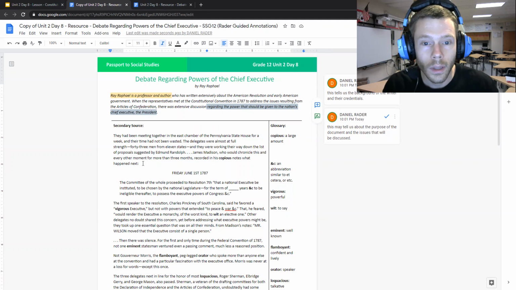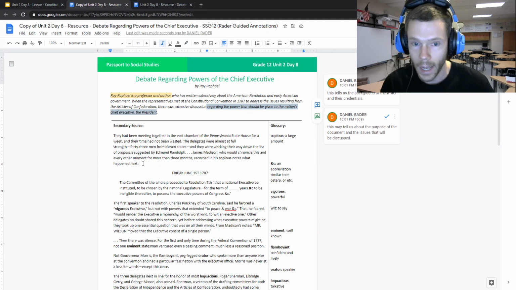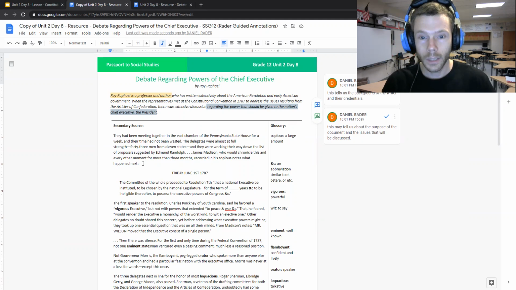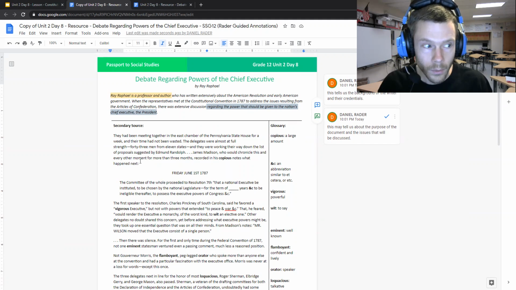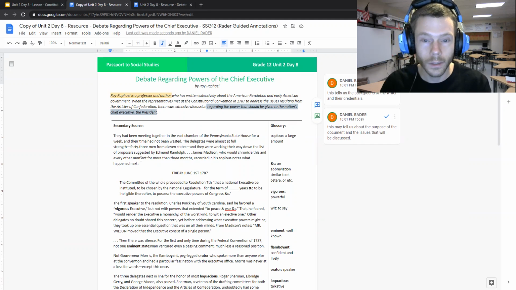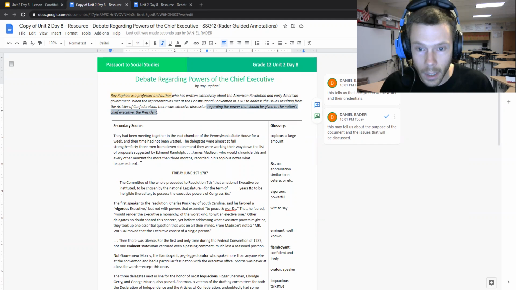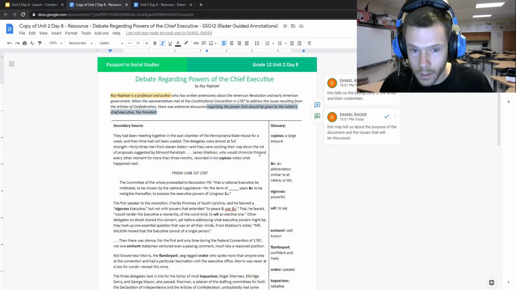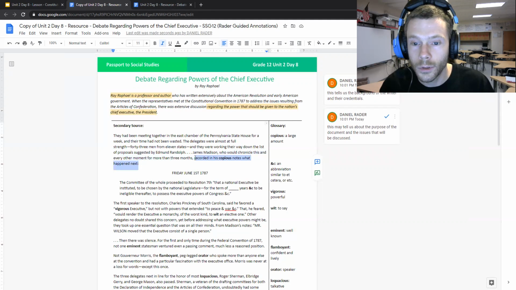All right, so they had been meeting together in the East Chamber of the Pennsylvania State House for a week, and their time had not been wasted. The delegates were almost at full strength, 43 men from 11 states, and they were working their way down the list of proposals suggested by Edmund Randolph. James Madison, who would chronicle this and every other moment for more than 3 months, recorded in his copious notes what happened next. Okay, so I'm going to highlight this for 2 reasons.